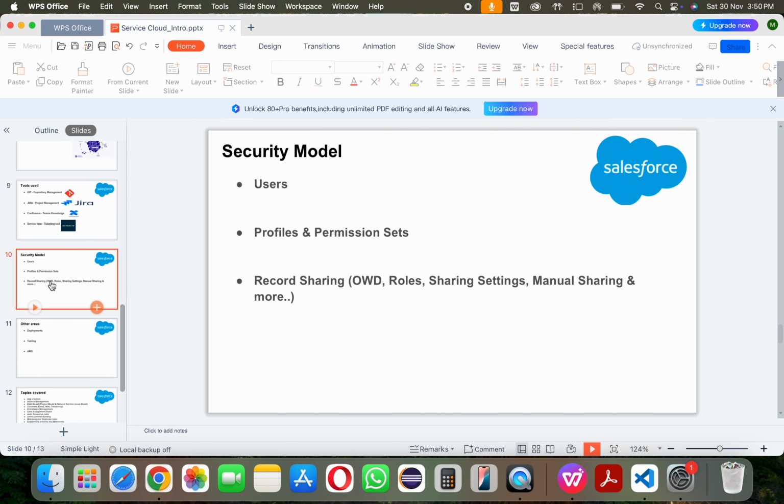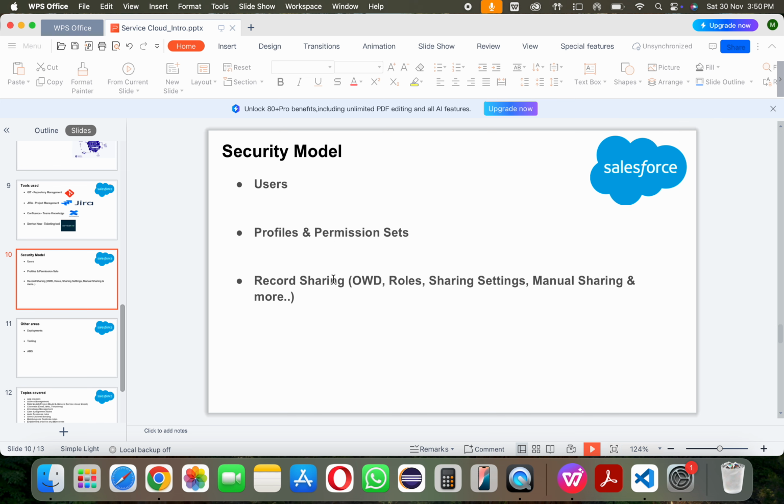Next, normally it's about the security model that we will see in every project. Every project starts with this understanding: what kind of users are there in the system, who will be using it, to whom the records should be shared, who should see the records, and who should not see the records. Like this, everything will be there for this Service Cloud project also.